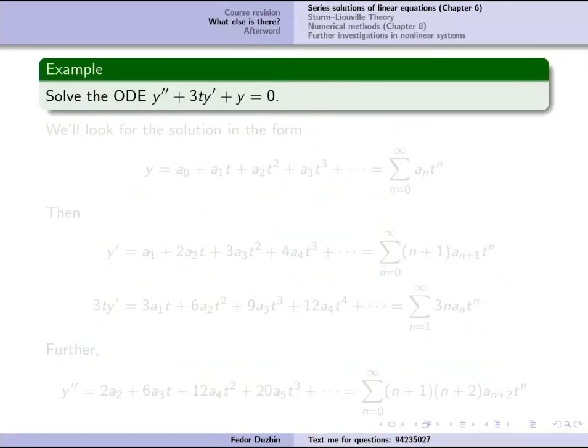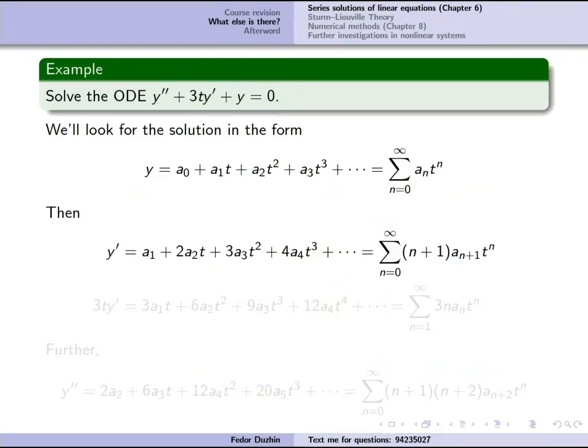Let me explain how it works on a specific example, and that's going to be enough for you to have some vague but general understanding of this subject. Right, so we are going to look for the solution in the form of a power series. Well, then we can differentiate this power series term by term.